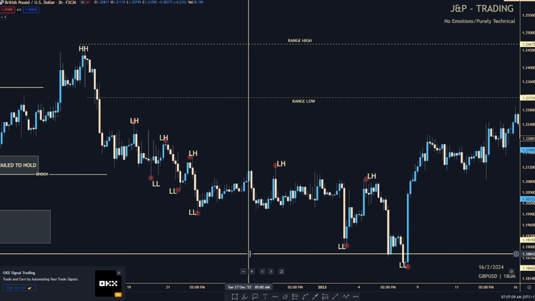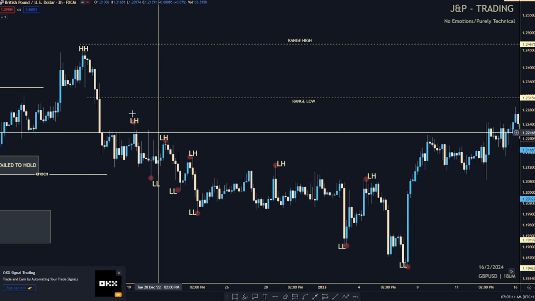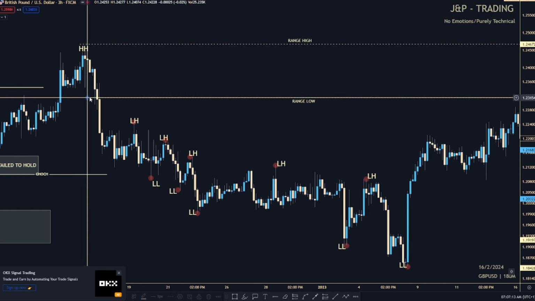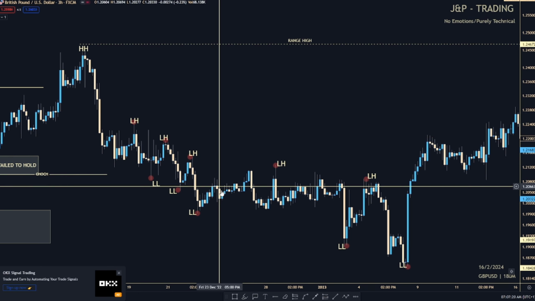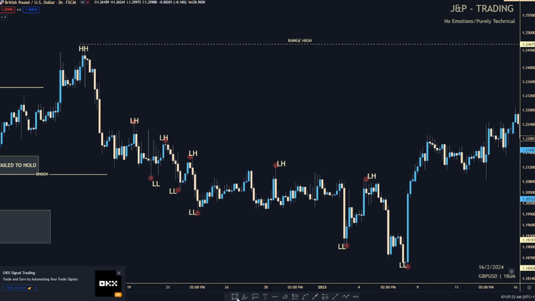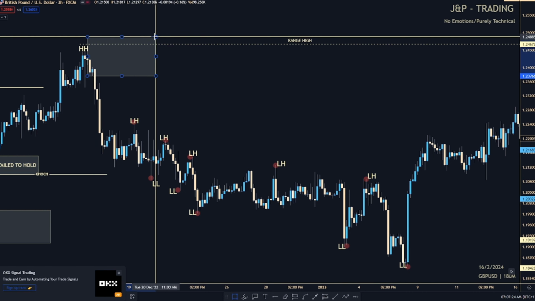So you are only expected to be selling in a situation like this, unless structure tells you otherwise. You only look for sells.